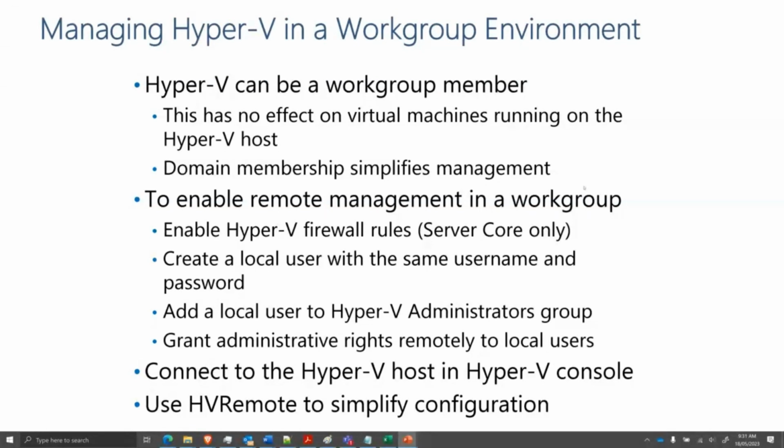much a requirement. To enable remote management in a workgroup, you have to enable the Hyper-V firewall rules, which is for server core only. Create a local user with the same username and password. Add the local user to the Hyper-V administrator group. Grant administrative privileges remotely to the local user, and then connect to the Hyper-V through the Hyper-V console and use the HV remote to simplify configuration. So you can see that's a nightmare. There's a lot of work. That's equivalent to the nightmare that is peer-to-peer networking just for creating user accounts across multiple machines. So it's probably just as hard, just as many problems.